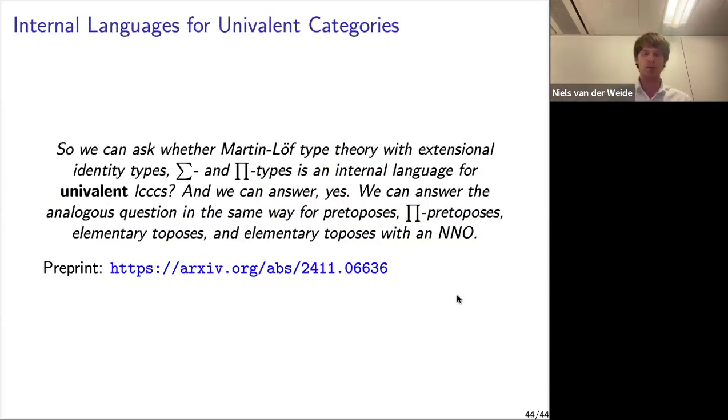So let me finish this talk by slightly modifying what Clairambault and Dybjer say. We can ask whether Martin-Löf type theory with extensional identity types, sigma and pi types, is an internal language for univalent LCCCs. And we can answer yes, just yes. No need for up to isomorphism. We can answer the analogous question in the same way for pretoposes, pi pretoposes, elementary toposes, and elementary toposes with natural numbers objects.